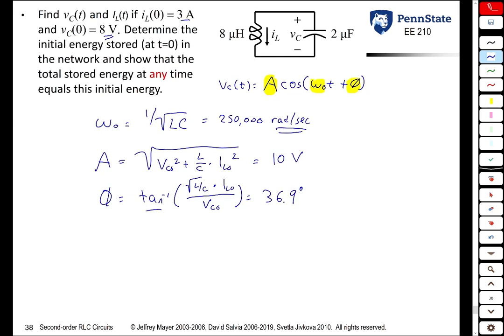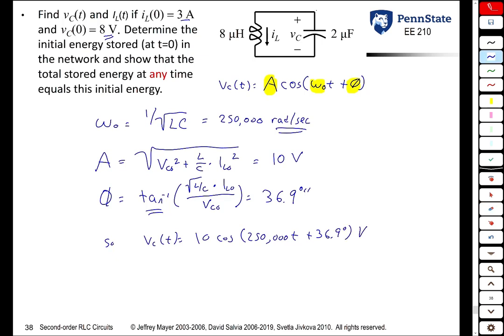One warning when you use this inverse tangent equation, on your calculator you need to make sure of whether you were in radian mode or degree mode and record this accordingly. So putting these together, we know the voltage across the capacitor is 10 cosine(250,000 t + 36.9 degrees) volts.